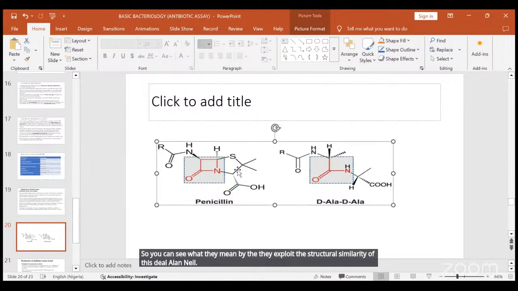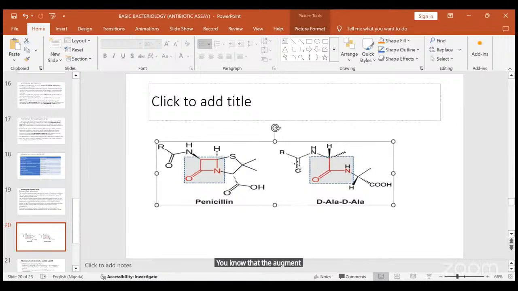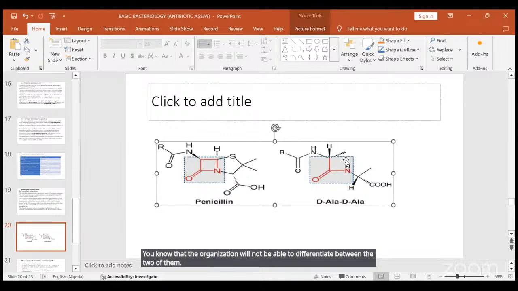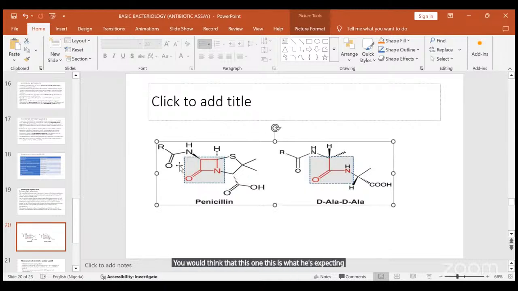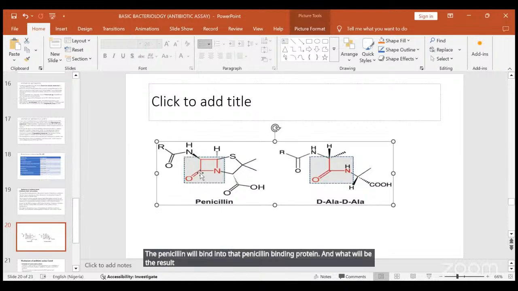You know that the organism will not be able to differentiate between the two of them. It will think that this is what it's expecting, this is what comes in. So it will just go to the penicillin binding site where the D-alanine and D-alanine bind for cell wall development. The penicillin will bind into that penicillin binding protein. And what will be the result? It will prevent the normal function of this D-alanine.